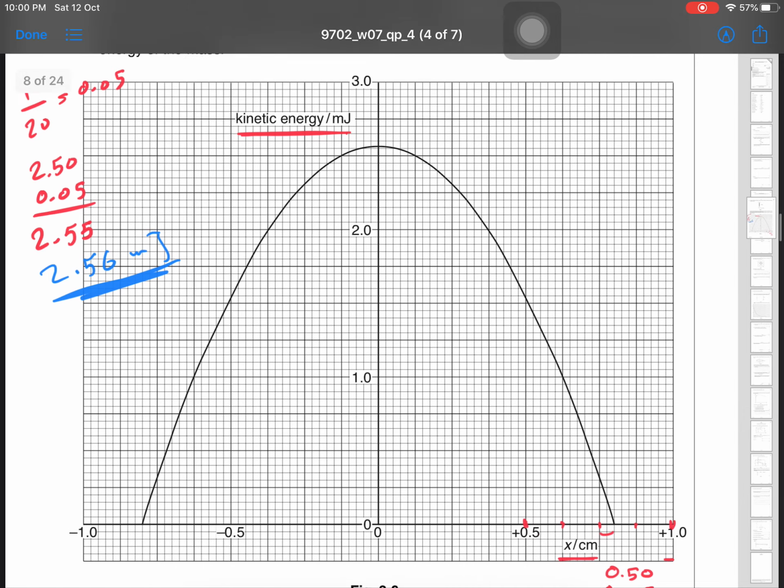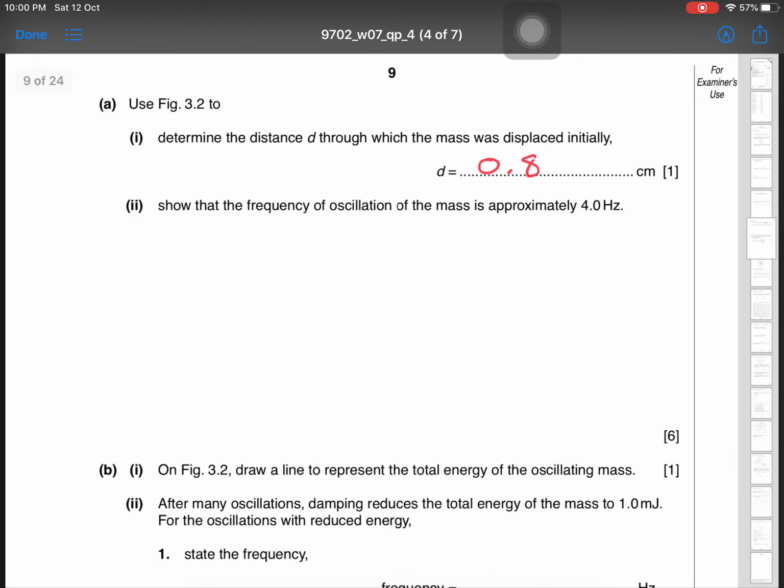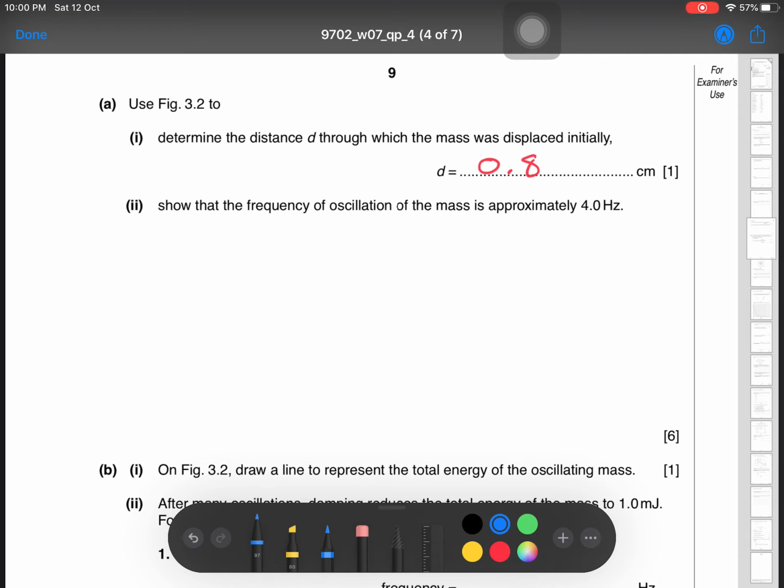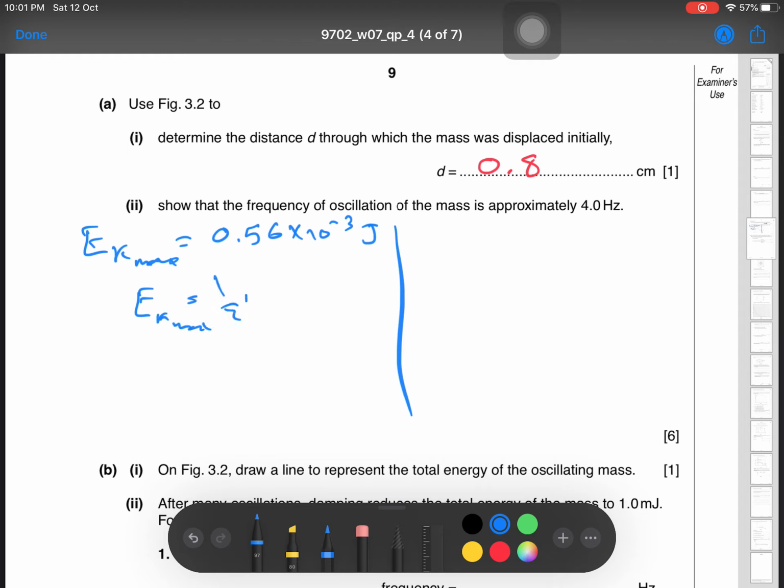So we are going to move down. Here we have the maximum kinetic energy. So I'm going to write maximum KE equal to 0.56 millijoules, or 0.56 times 10 to the power of negative 3 joules. And we know that maximum kinetic energy is equal to half m omega squared times the amplitude, x naught squared.